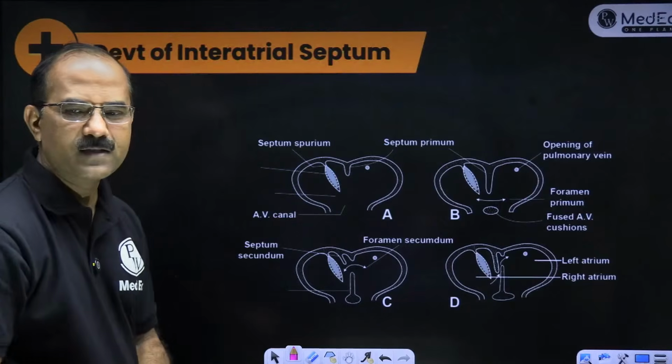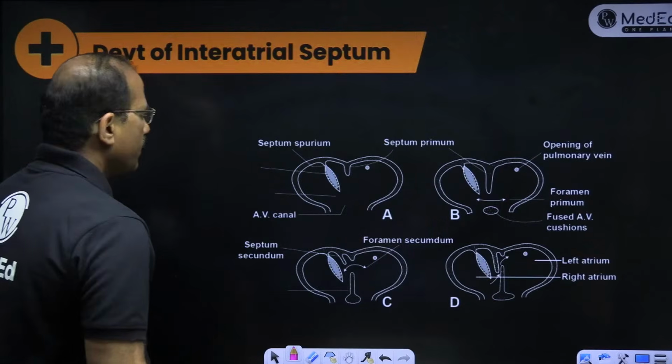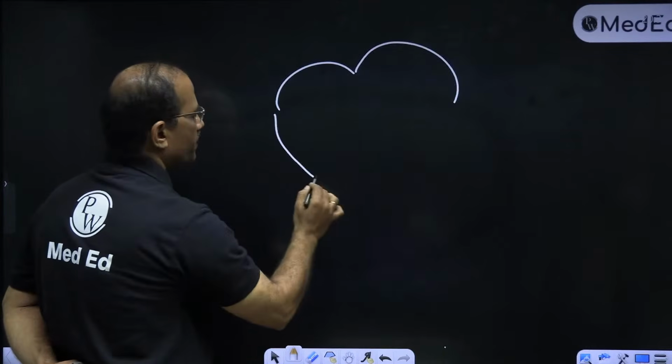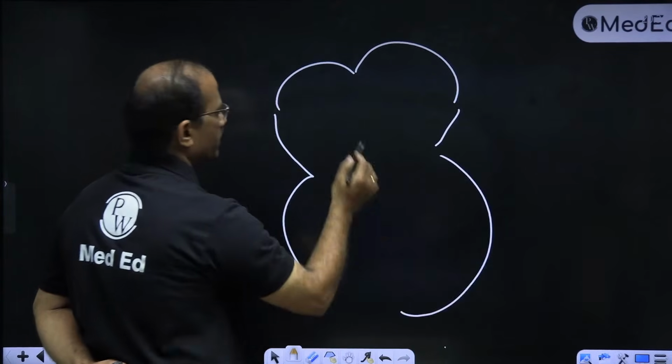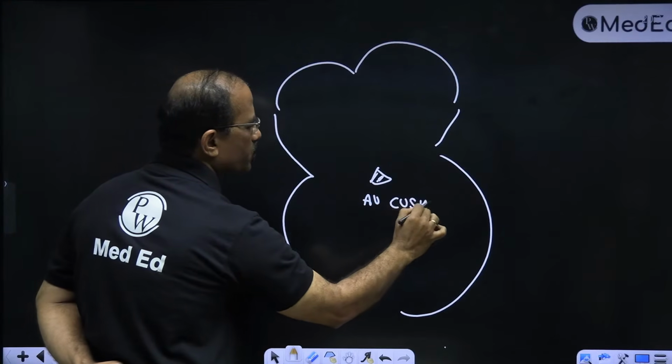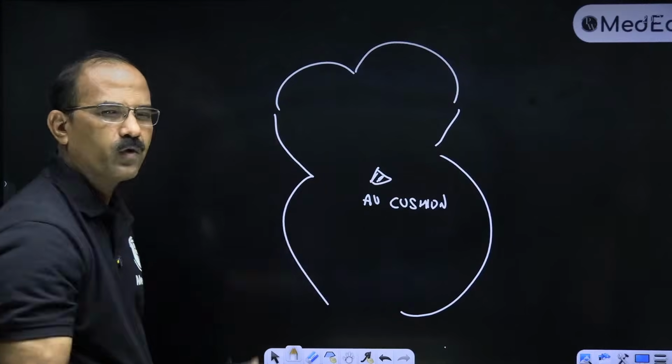Okay, answer this. Interatrial septum. चलो बोलो बच्चों, ये खत्म कर देते हैं. Interatrial septum. What is this? This is known as the AV cushion. AV cushion. Okay, I'll start.